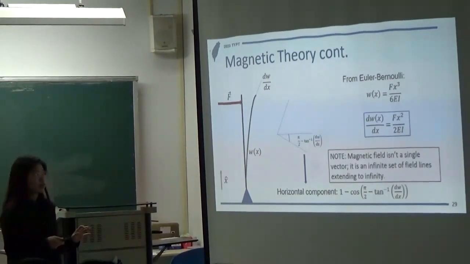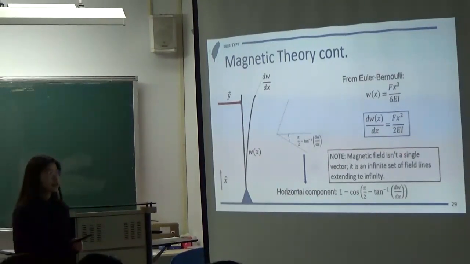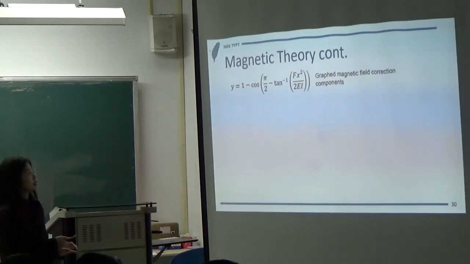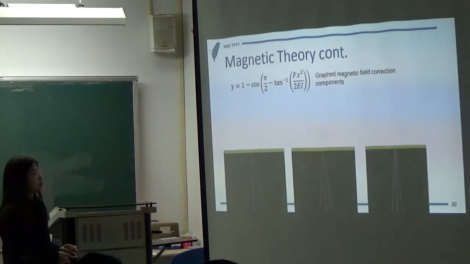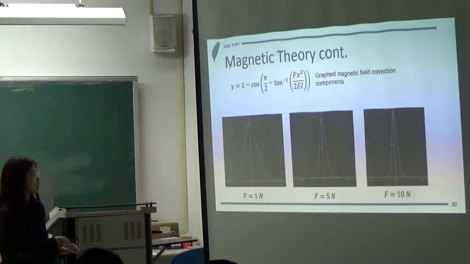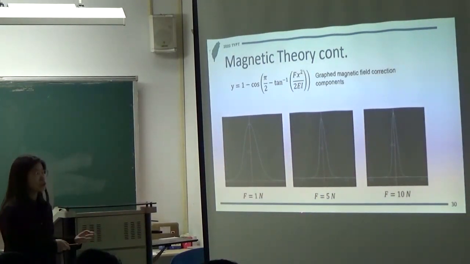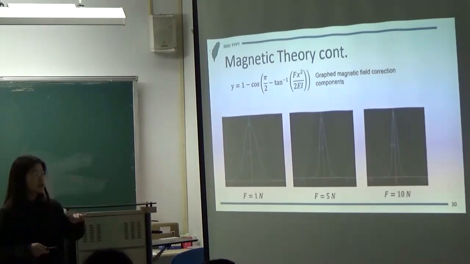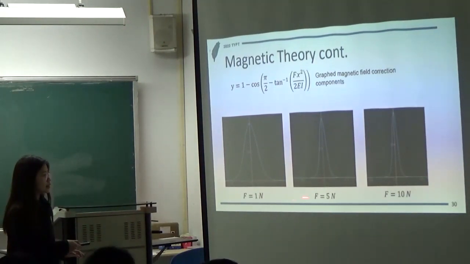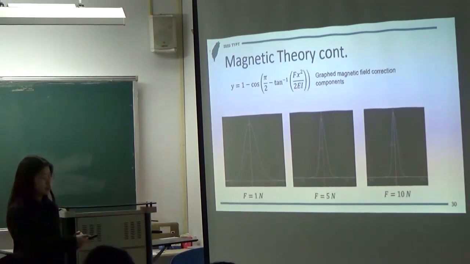However, we have to note that the magnetic field isn't a single vector. It is an infinite set of field lines extending to infinity, so this is also sort of a simplification. And so, magnetic theory continued. We have to graph the magnetic field correction components. So essentially what's happening over here is that on the y-axis, it is the horizontal magnetic field directed to the other magnet. And as we increase the force, we realize that the horizontal magnetic field decreases more rapidly.